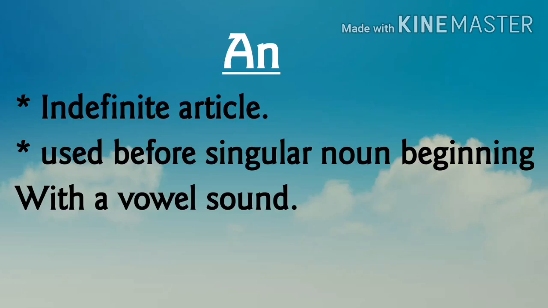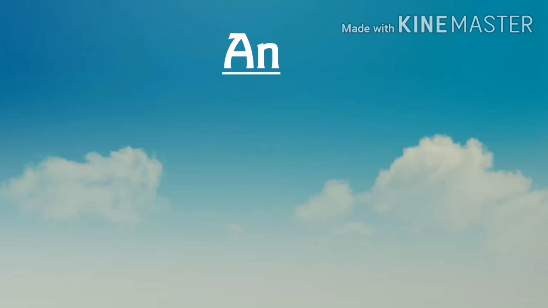So, an is an indefinite article, and we are giving a general idea about a thing, not a specific idea. An is used before a singular noun beginning with a vowel sound. So, an is used with a singular noun which begins with a vowel sound.